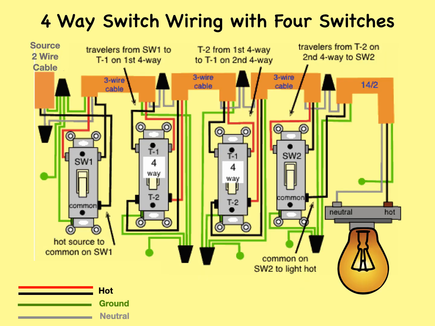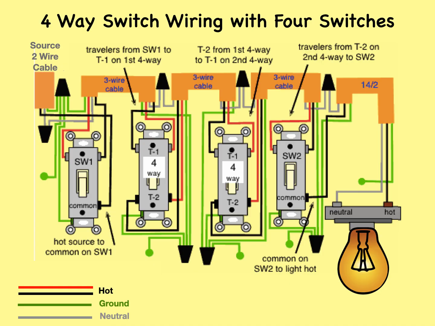Here, two four-way and two three-way switches are used to control lights from four different locations. The two four-ways are located between the two three-ways and the traveler wires from switch 1 to T1 on the first four-way. T2 from the switch is wired to T1 on the second four-way, and T2 connects to the travelers of switch number 2. The source is at switch 1, and the hot wire is connected to the common terminal there.